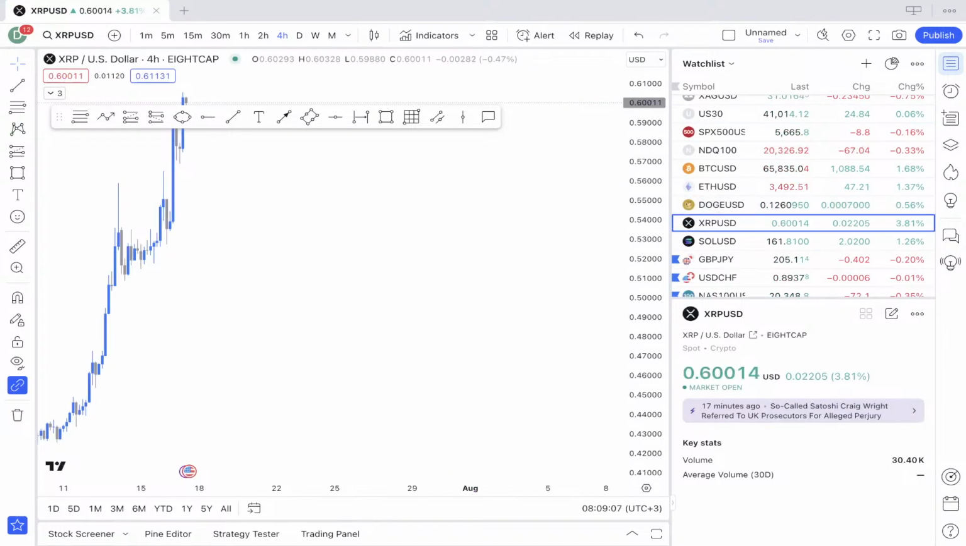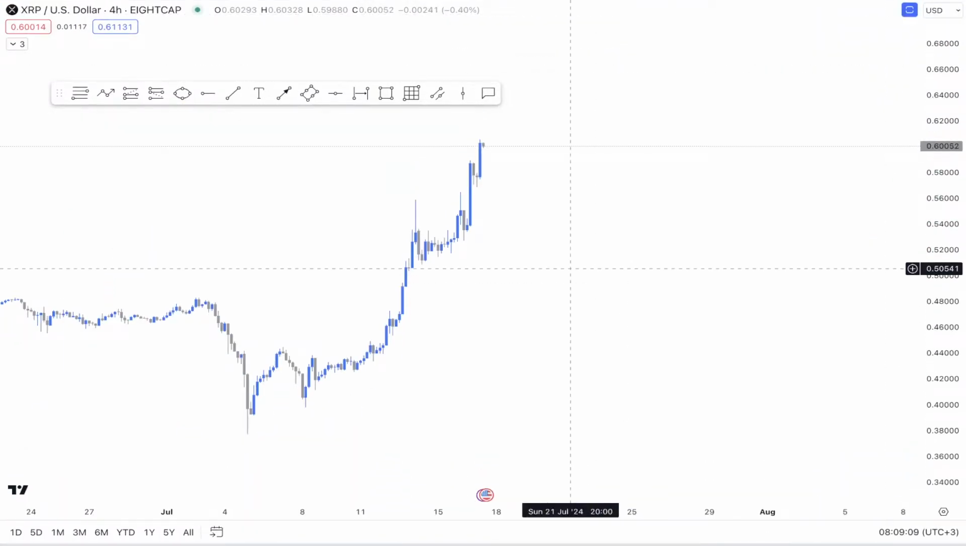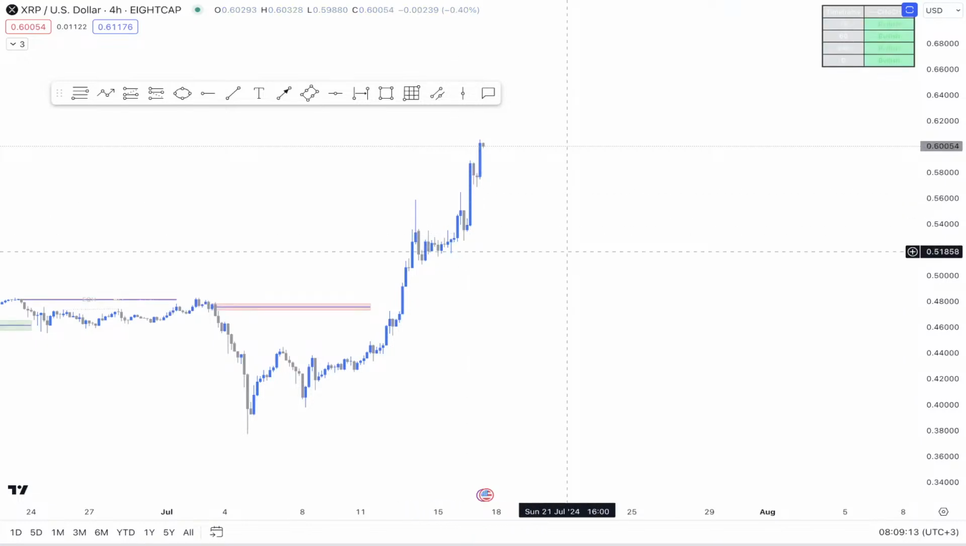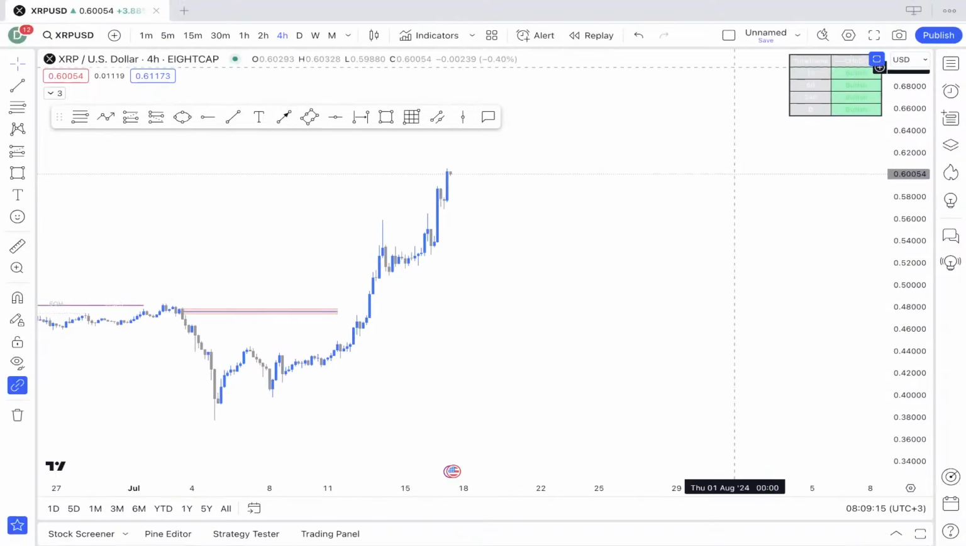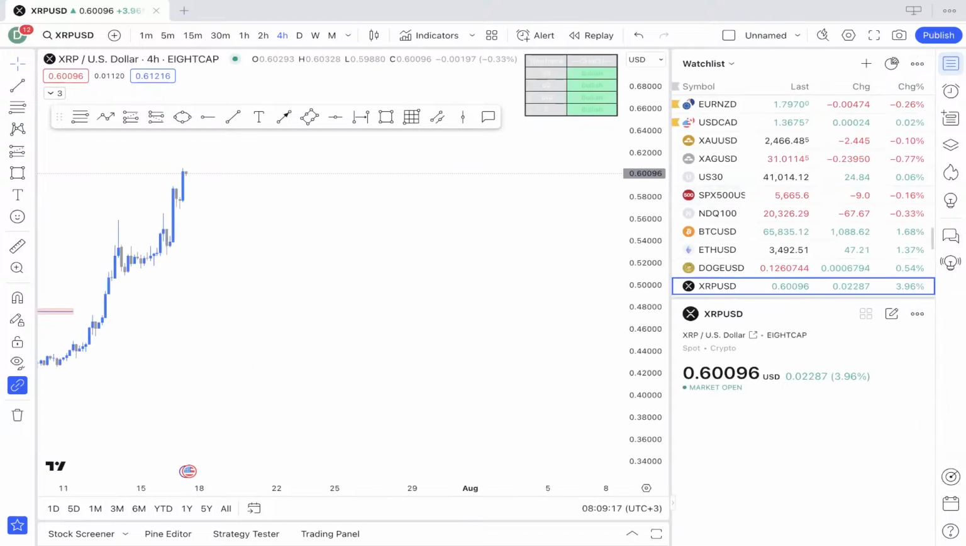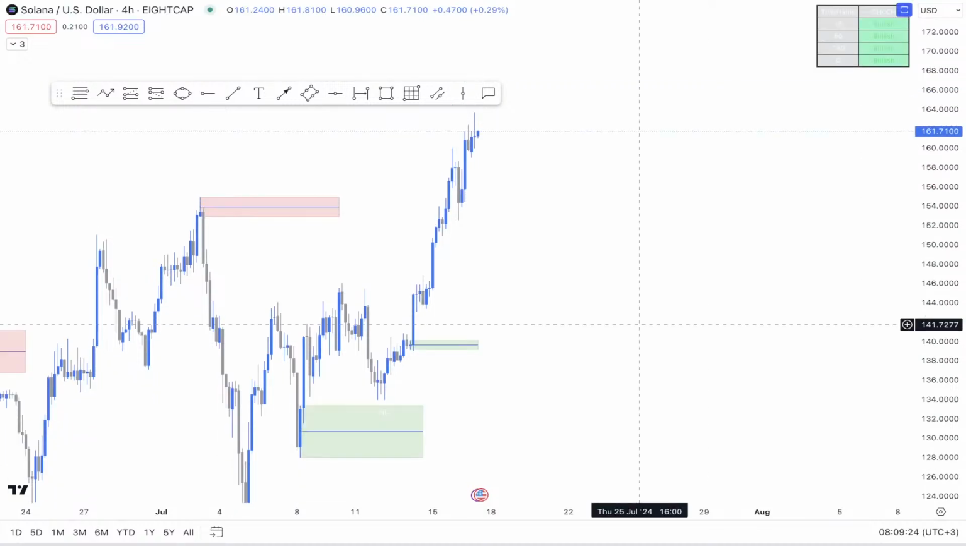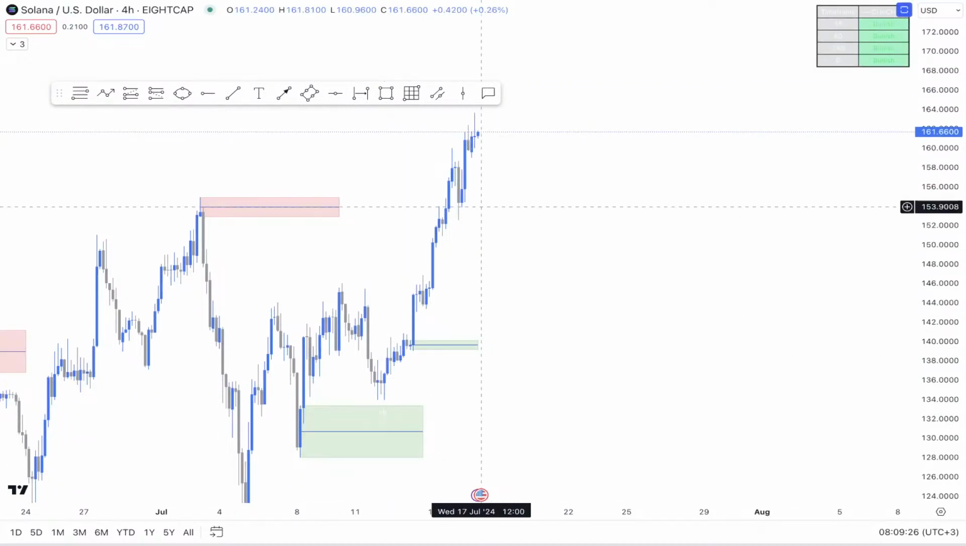On XRP, we did have a pullback here, but there's no clear range that we could trade. Hence why, once again, we just keep it simple and focus only on the assets where we have clear setups. And lastly, on Solana, same exact story. Things look very bullish. Yes, that's correct.